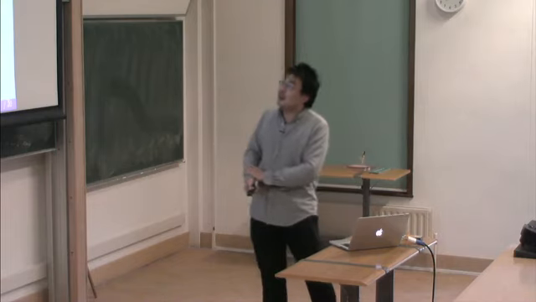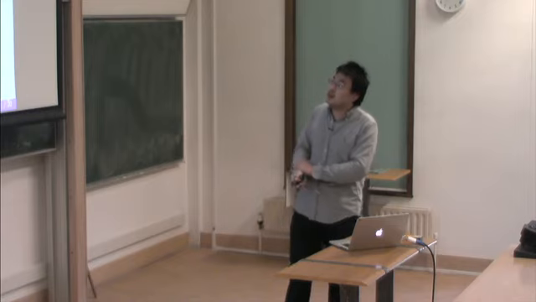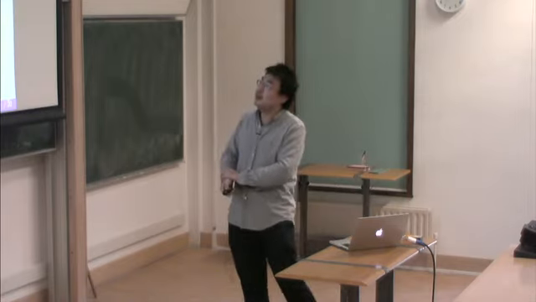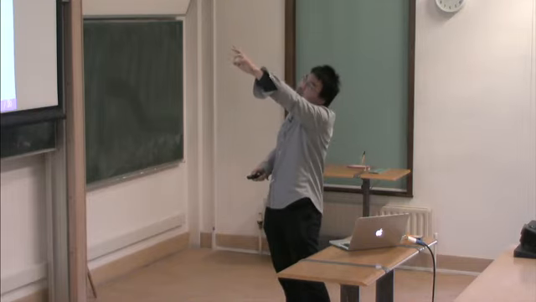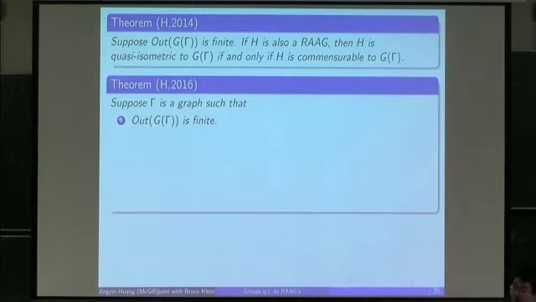Now the second result is that we still want to relax the condition that H is also a RAAG. So we want to consider a case where H could be any finitely generated group. This turns out to be much harder, and we need more conditions. Still, first we want the finite Out condition there, but it turns out that if you only put this condition, there are going to be counterexamples.